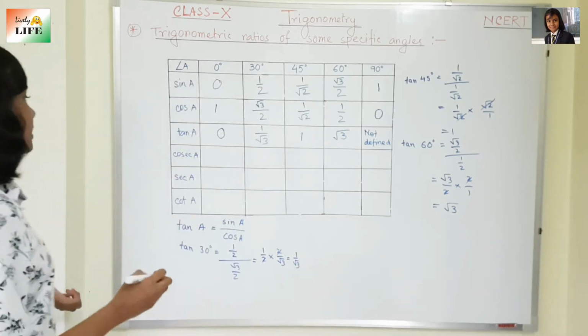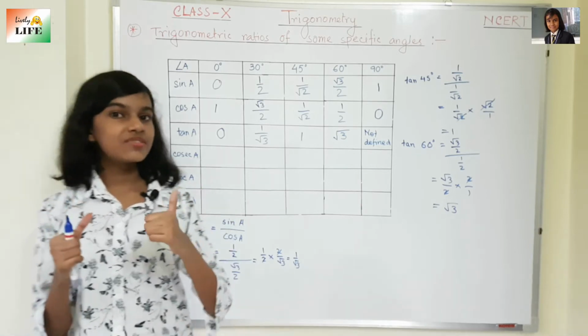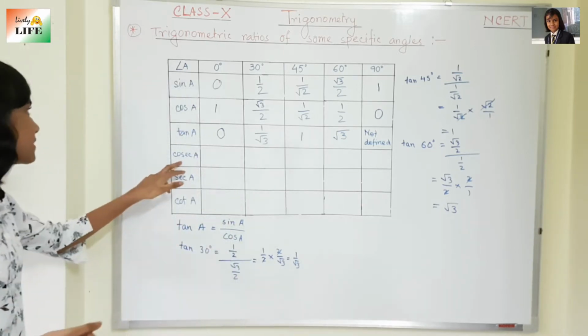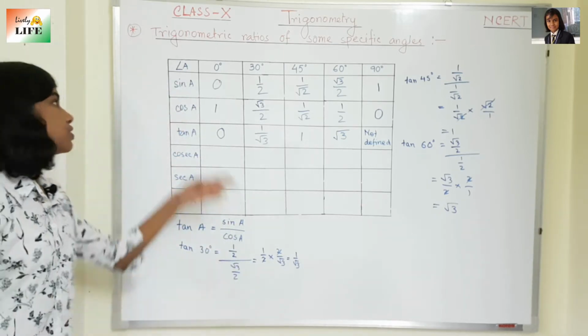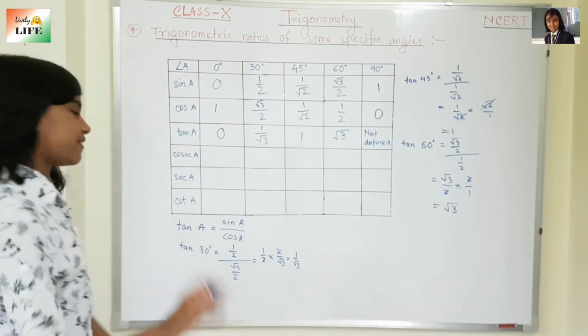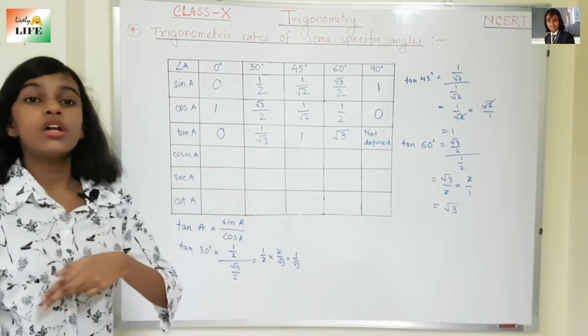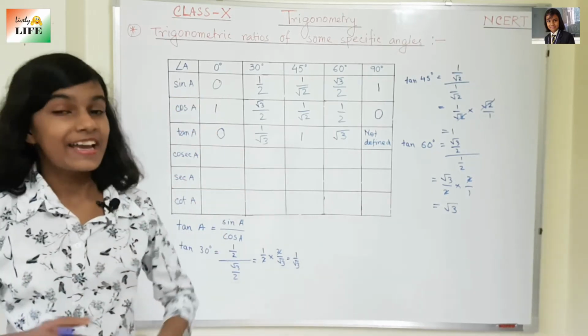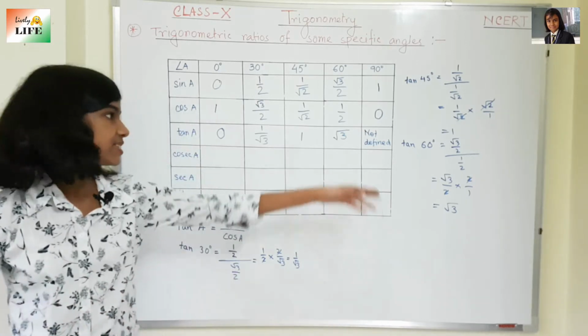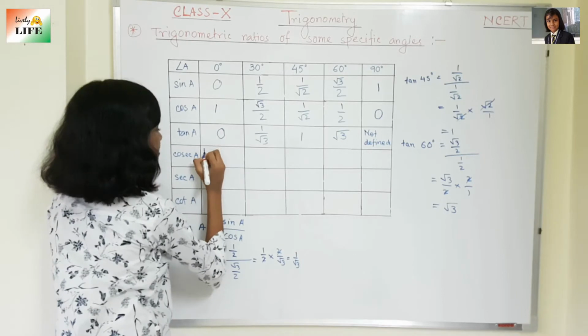Not defined. Okay, now let's move to the next one, that is cosec. In the previous video we have already learned that cosec is the reciprocal of sine. So that reciprocal only it will be cosec, right? So it is very easy. The sine of 0 is 0. So the reciprocal of 0 is 1 by 0. Can 1 be divided by 0? Again same like this, it cannot be. So again cosec 0 will be not defined.